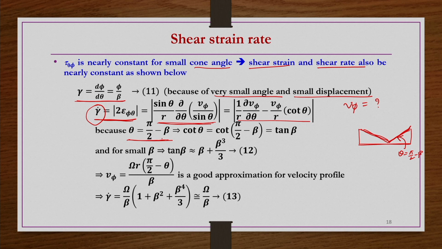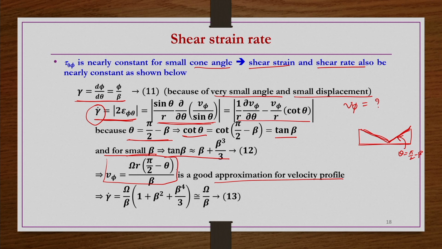So, at theta equals pi by 2 minus beta, cot theta is nothing but tan beta, and for small beta, tan beta is nothing but beta plus beta cube by 3 and so that series goes on. So, we need only small beta, so then we can just write it as it is. Best approximation for velocity profile should be this one, that is V phi equals omega r multiplied by pi by 2 minus theta by beta. So then approximately it gives an almost linear profile with respect to r, and then theta components have also been brought into the picture.